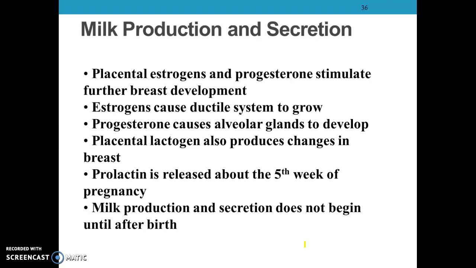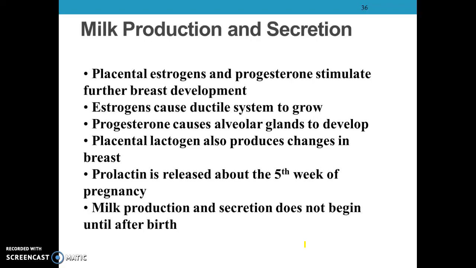The reason is we're going to be building a lot of ducts, a lot of ductile tissue, and the glands that are going to allow the female to start to produce milk after birth. Estrogens cause the ductile system to grow, and progesterones cause alveolar glands to develop. So estrogen makes the ducts that are going to take the milk from the glands to the areola, and the progesterone causes the glands to develop in the first place. Alveolar glands, those are just the names of the milk glands. So they're these kind of bulb-shaped glands where milk is going to be produced on the inside, and then that milk is going to be expelled from the glands through the ducts to the areola, to the nipple.